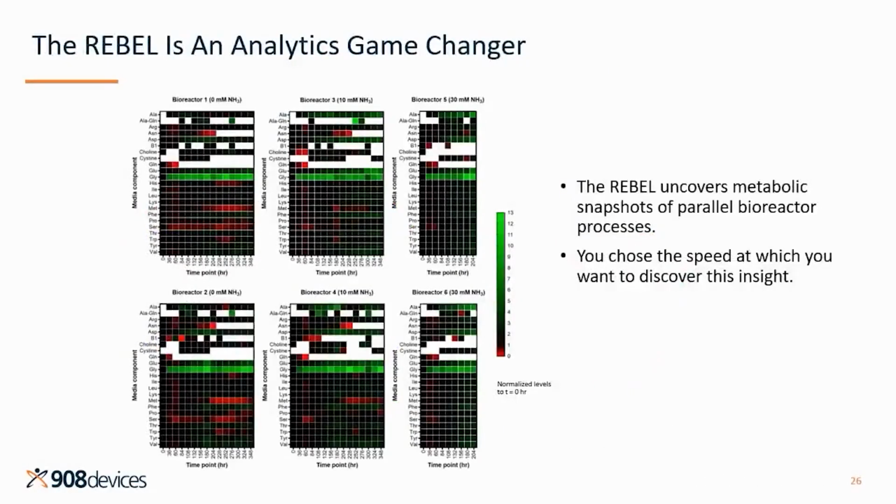Here's a snapshot of all the samples from the 6 bioreactors run on the REBEL. Each color map corresponds to a single bioreactor. The color scale is normalized to each media component's initial levels at the beginning of the process. Across all bioreactors, there is a buildup of most essential amino acids throughout the process. On the other hand, relative levels of the non-essential amino acids were more varied. There's a lot of data here to digest. Let's simplify it for this discussion.